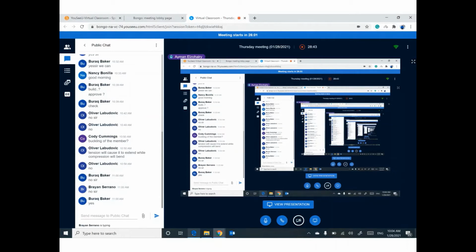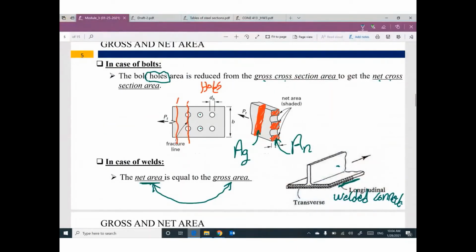So I have a question. Probably from this comparison between the case of bolts and the case of weld, what do you think? Which one is better to connect members, welding or bolts? I believe welding will be better because you are not going to make holes, because holes in the member will reduce the cross section, so instead of the gross area, we have the net area.